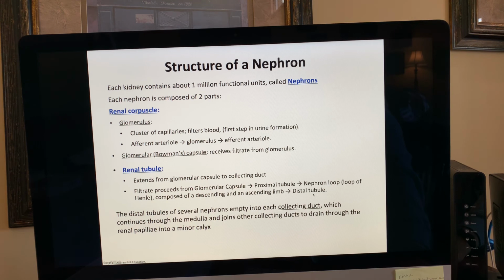which then is going to empty into a collecting duct, which is then going to empty down through the medulla again and into an inferior, minor calyx of the kidney in the renal medulla.